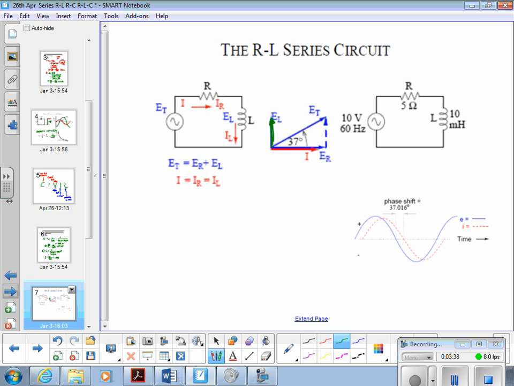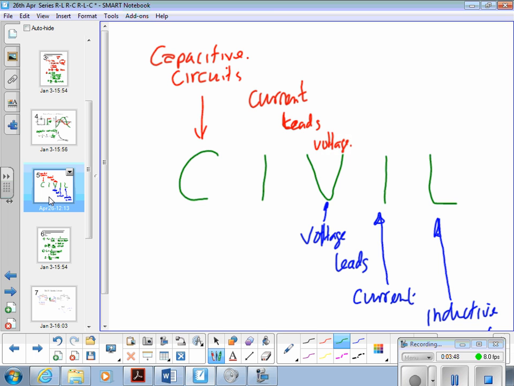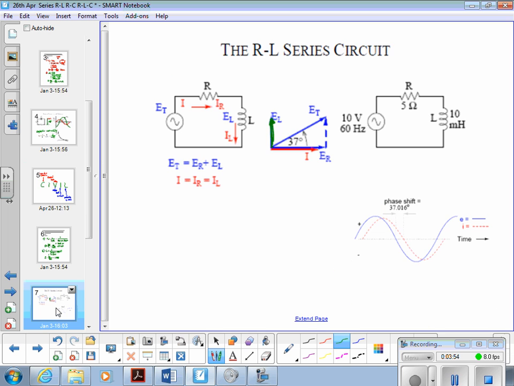Does that check out with CIVIL? We've got an inductive circuit, and we're saying voltage leads the current. Inductive circuit, voltage leads current. So we've applied the pure resistance rule to the resistor, voltage and current in phase. We've applied the pure inductor rule, voltage is 90 degrees ahead.